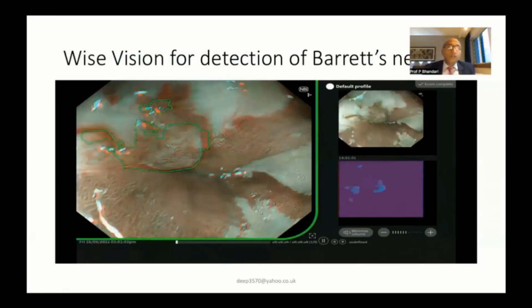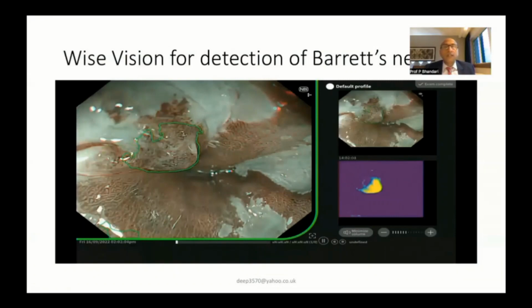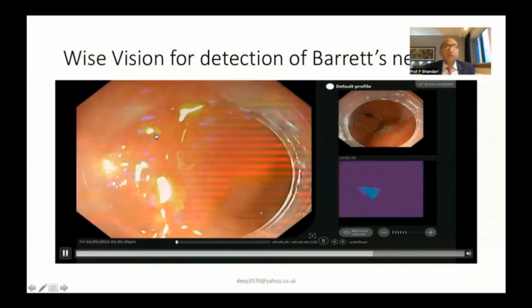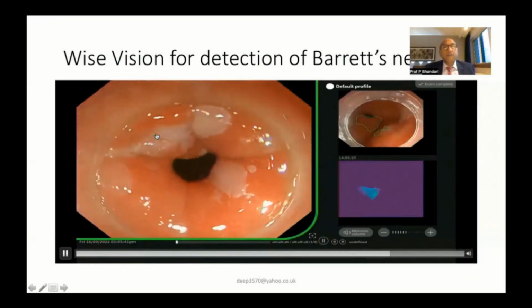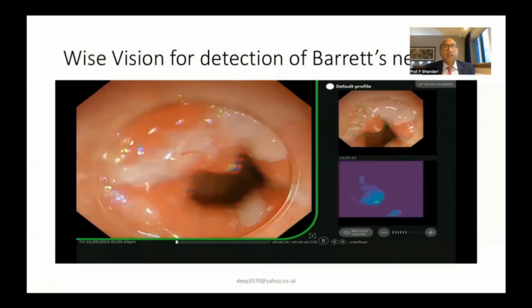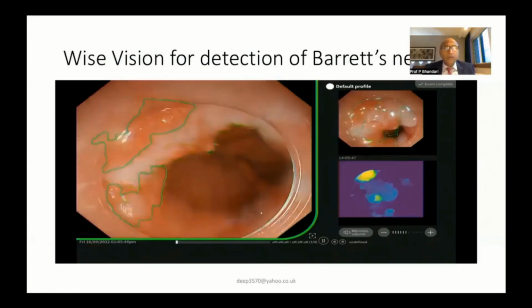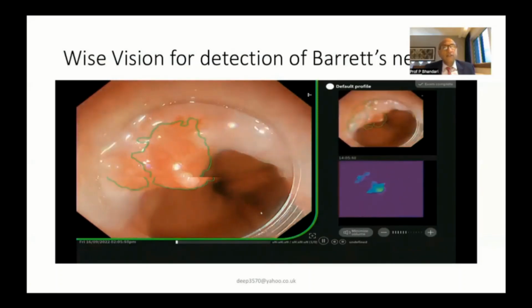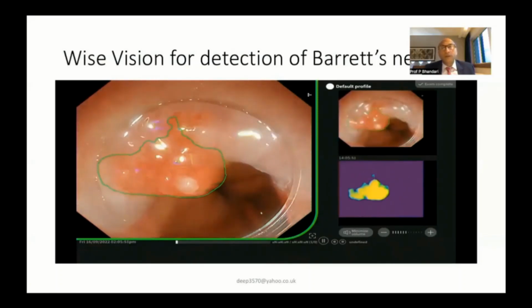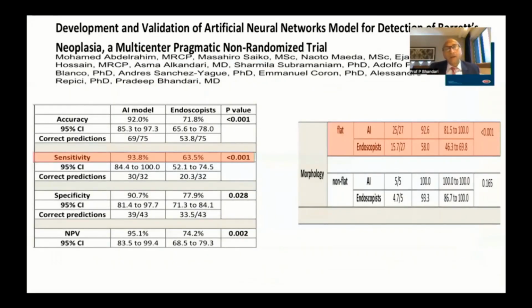Also works on various imaging technology. Again, it delineates this small focus of Barrett's. Another case which is covered with squamous epithelium, so it's buried cancer, so it detects the buried as well as the not buried. It's pretty impressive, I think. I'm a little bit biased.